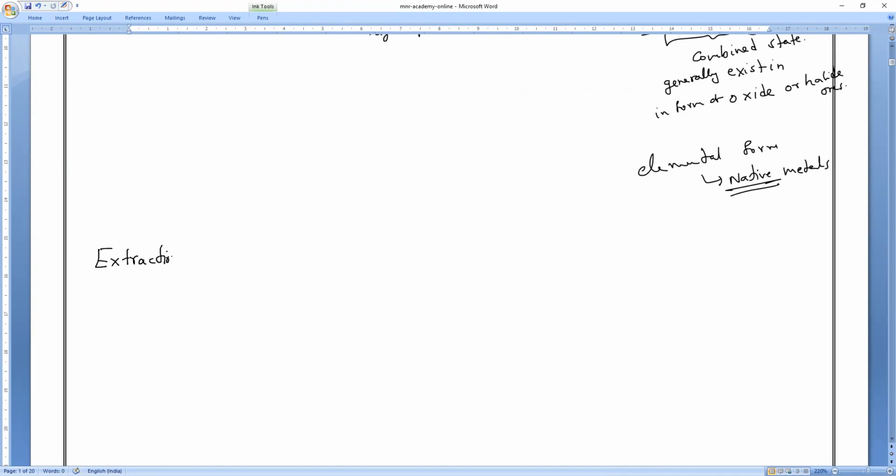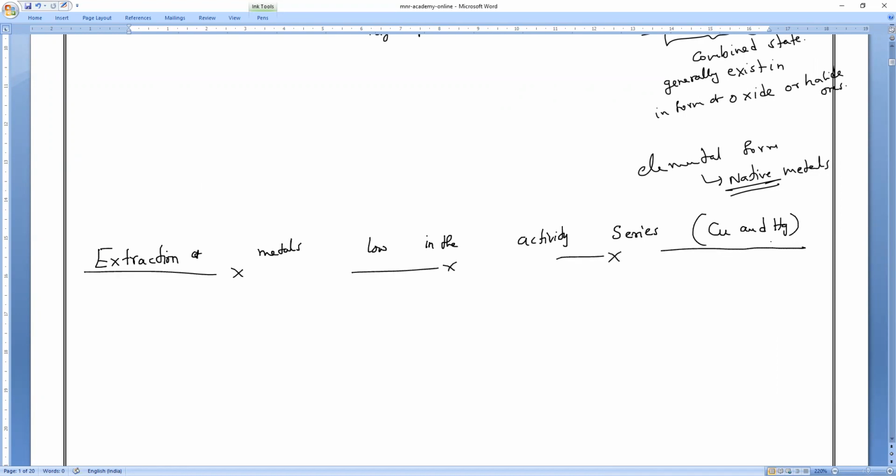So, extraction of metals low in the activity series. What are the examples? Copper and mercury. First, basically they will exist in the form of what? Copper and mercury both exist in the form of sulfide ores.